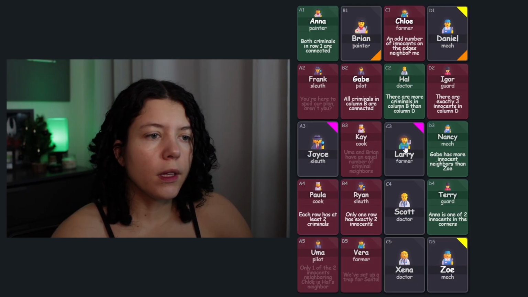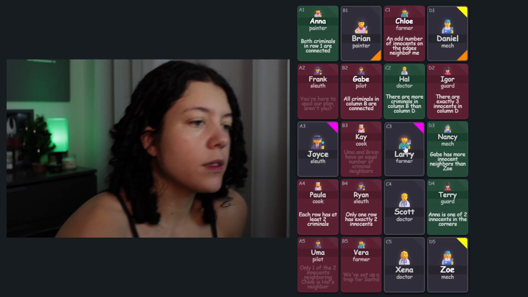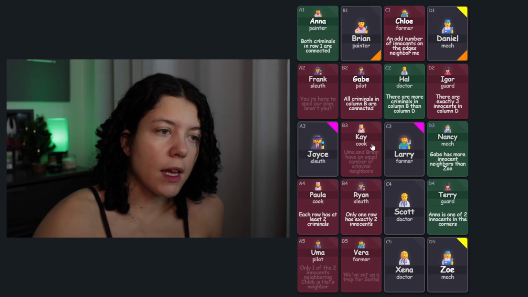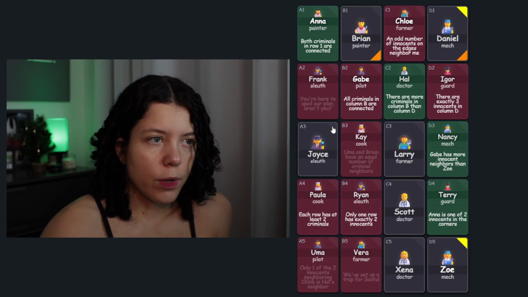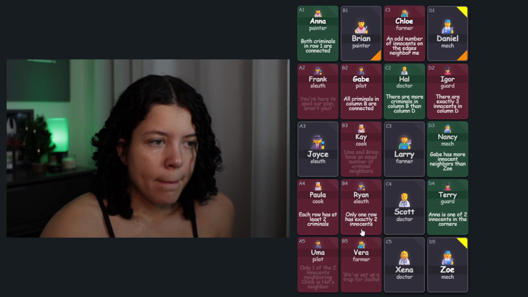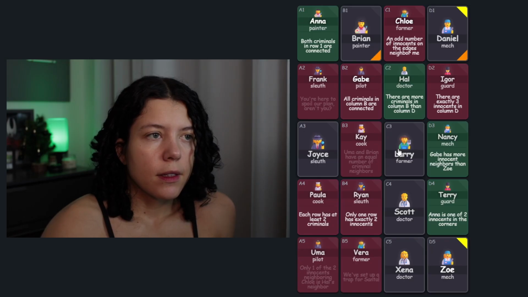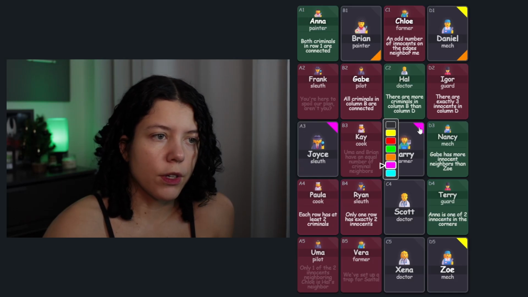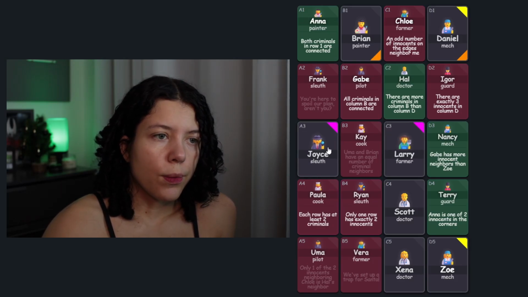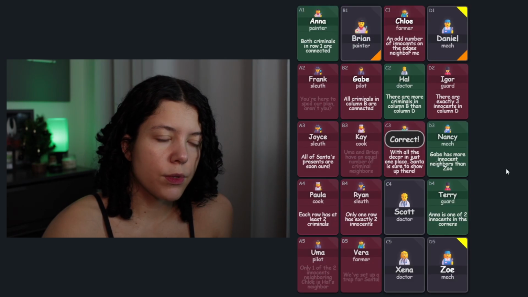They could both be criminals because each row has at least 2 criminals. It doesn't mean that it has 2 criminals at most. So I'm going to untag that and take a look at everything that I have already. They couldn't be one or the other. Both of them have to be criminals. Because only one row has 2 innocents. And if Joyce and Larry were one or the other, then row 3 would have 2 innocents. And that can't be. Ryan says that only row 1 has 2 innocents. So both of these guys have to be criminals.